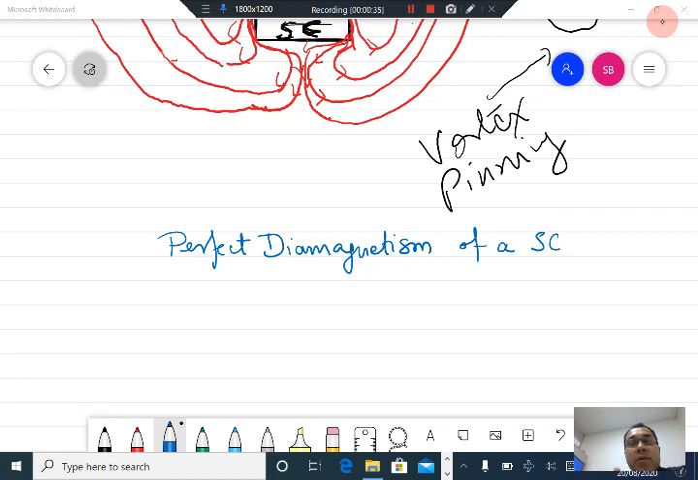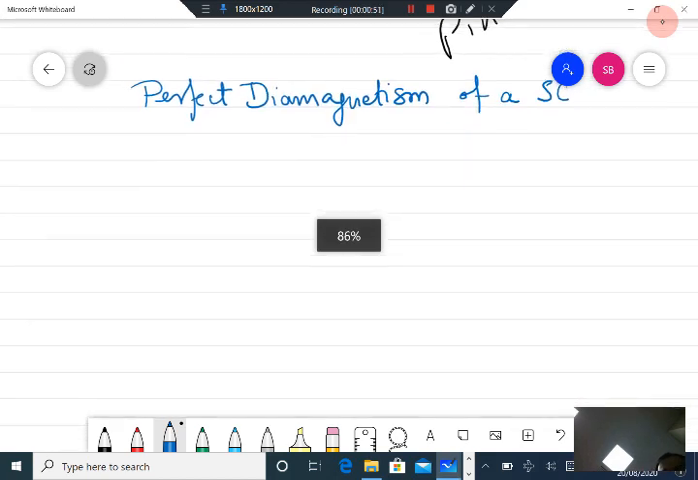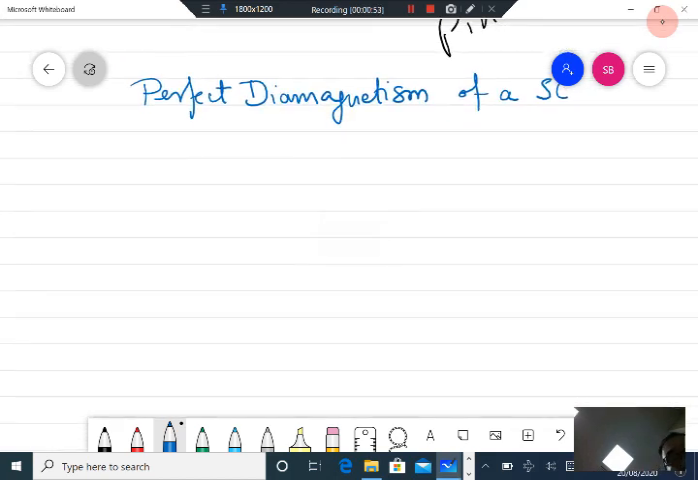Now, what does it mean to be perfectly diamagnetic? Let's look at this concept a little bit more closely, and how one actually sees experimentally that the system is becoming perfectly diamagnetic. So, to discuss this, we know that the Meissner state of a superconductor implies that the magnetic field B is equal to 0 inside the superconductor.